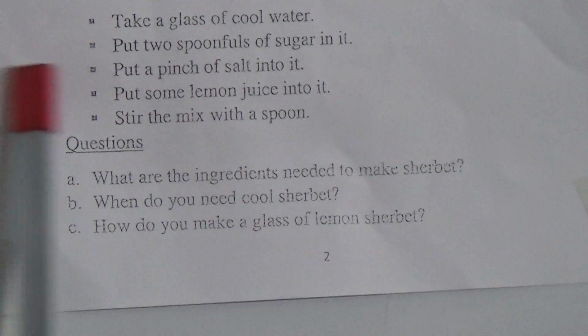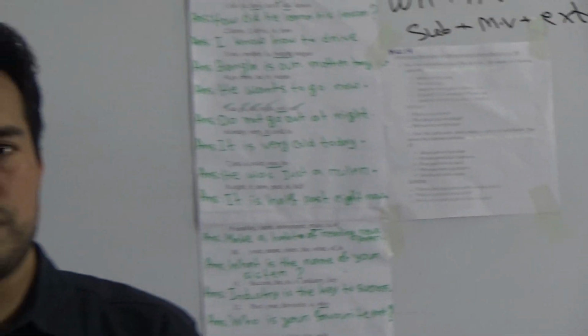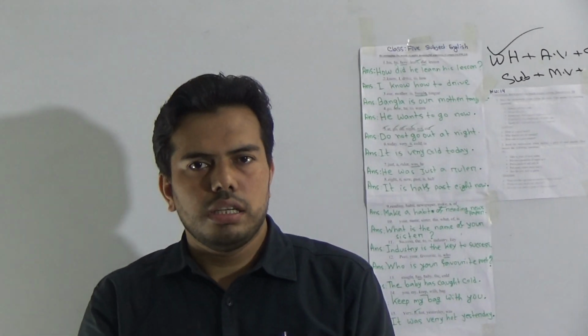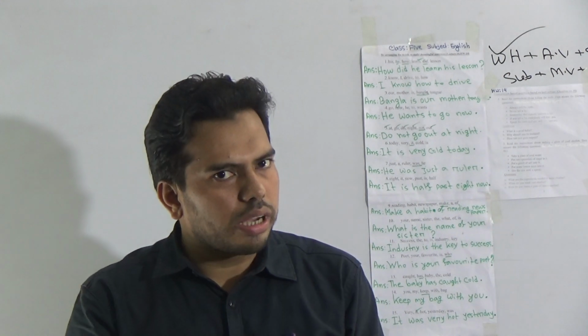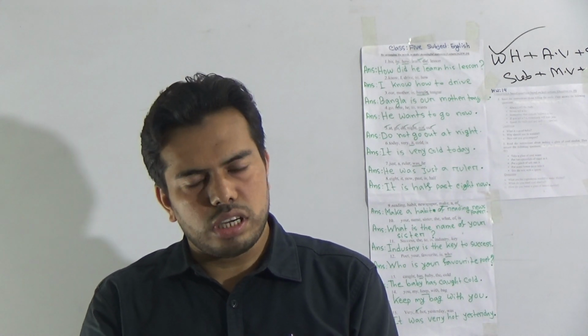But remember, the answers of question number A and B can vary from student to student, from person to person. It comes from your mind. You can write in your own way. But question number C is fixed. Its answer will be given in your question paper.